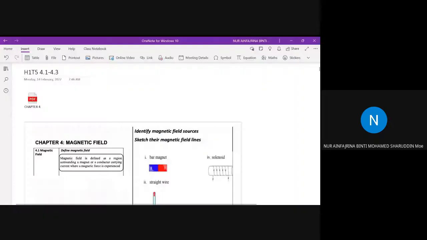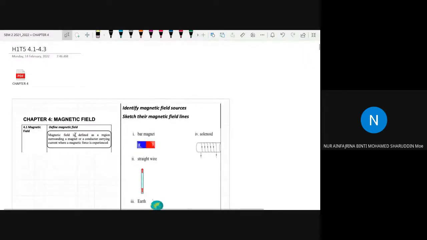Okay, so today we are going to learn a new chapter, which is chapter 4, magnetic field and magnet, or we call it as magnetism. So is everyone ready? Yes, Miss. Alright, okay, great. So Miss akan proceed ya. So chapter 4. Chapter 4 adalah magnetic field ataupun dia adalah magnetism.